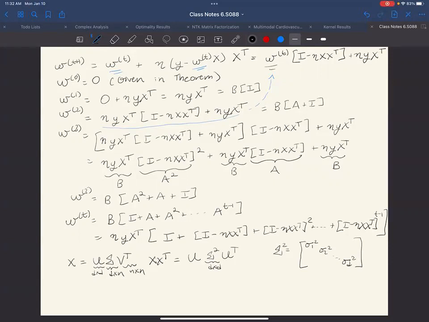So now let's actually work with this and plug this in and see what happens. I'm realizing I'm running out of room on this page, so let's just copy over this part to the next page.